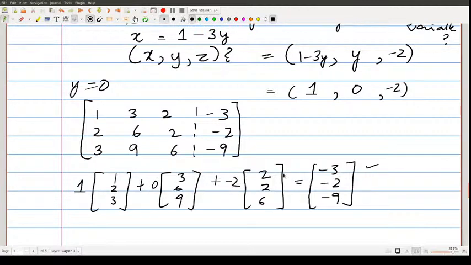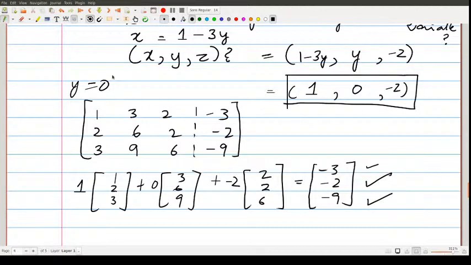So let's check that out. So 1 minus 4 is minus 3, so first value checks out. 2 minus 4 is minus 2, second value checks out. 3 minus 12 is minus 9, third value checks out. So 1, 0, minus 2 is the solution, but that's the solution that I got when I set y equal to 0.